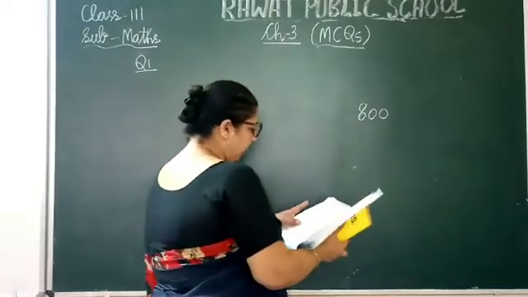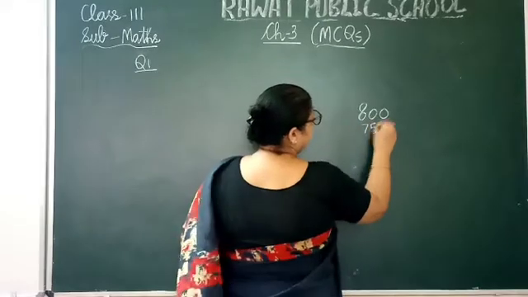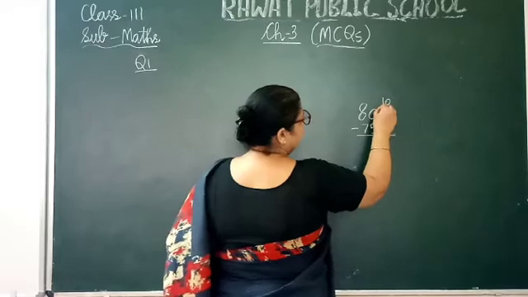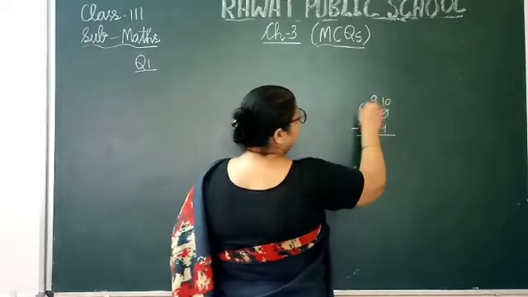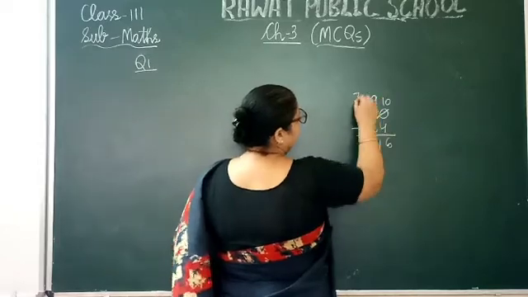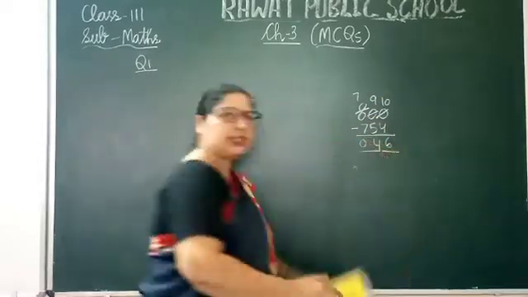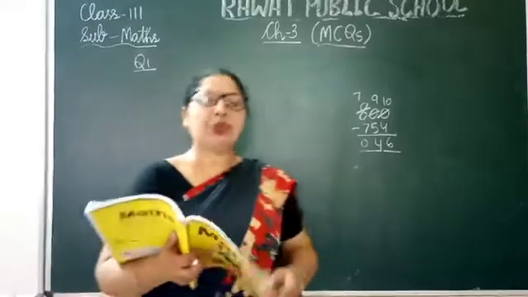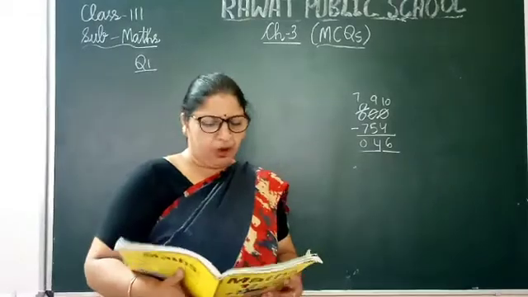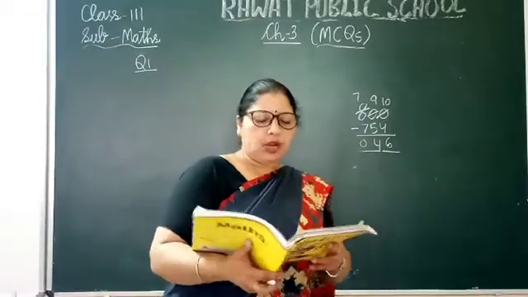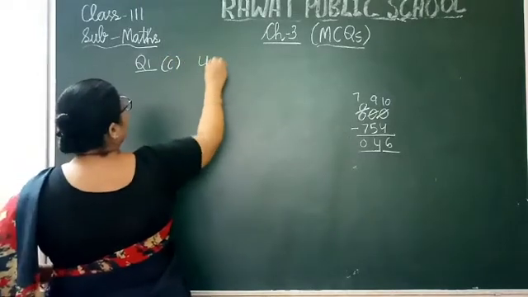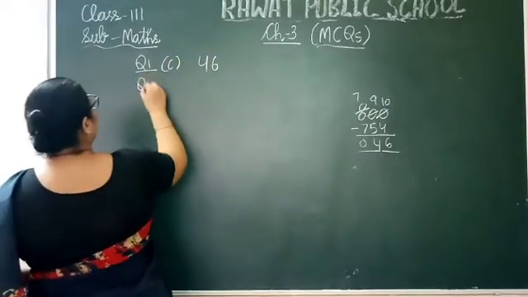So look at the blackboard. 800 minus 754. So this is 10. Then we take 1 borrow, so it is 9 and this 8 is 7. 10 minus 4, 6; 9 minus 5, 4; and 7 minus 7, 0. Our answer is 46. So 46 is added to 754 to get 800. So take option number C, 46. Write it down, students.